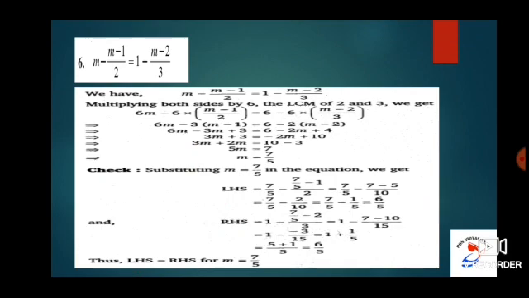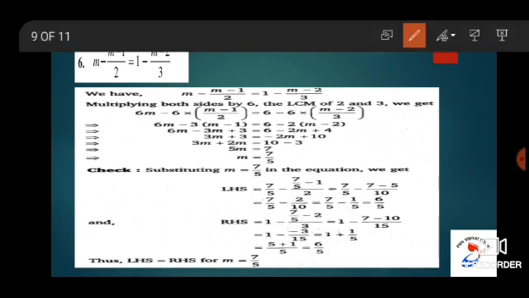m minus (m minus 1) by 2 is equal to 1 minus (m minus 2) by 3. Again, we will see what is the LCM for the denominators. That is nothing but 6. So we are going to multiply by 6 on both sides. So 6m minus 6 into (m minus 1) by 2 is equal to 6 minus 6 into (m minus 2) by 3. That is equal to 6m minus 3 into (m minus 1) is equal to 6 minus 2 into (m minus 2).